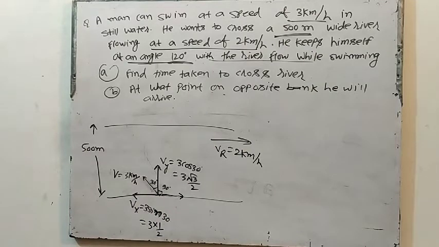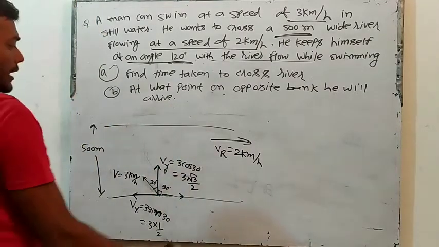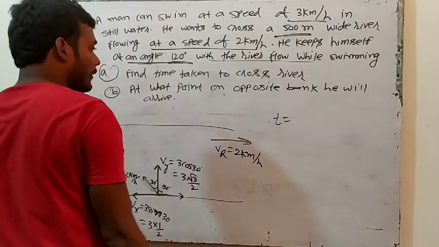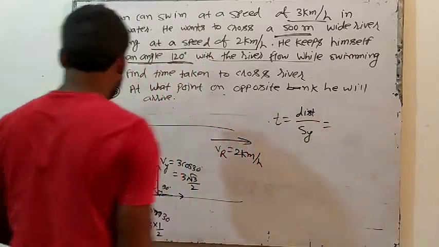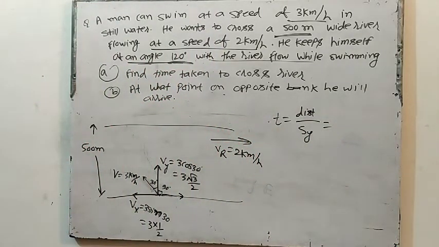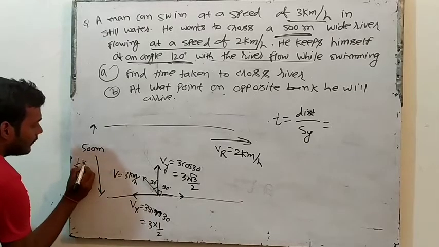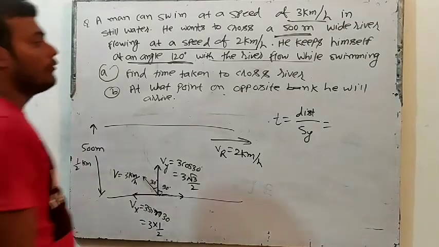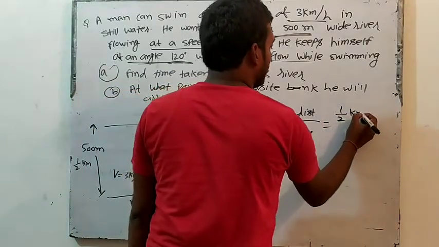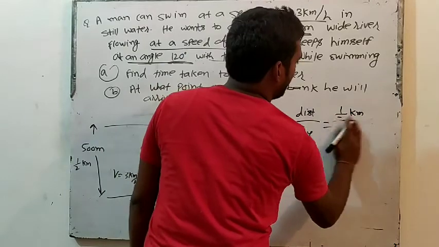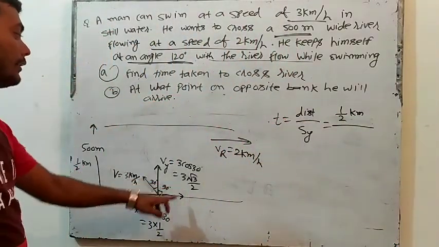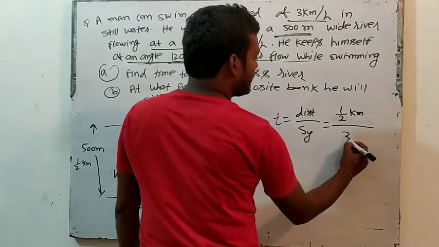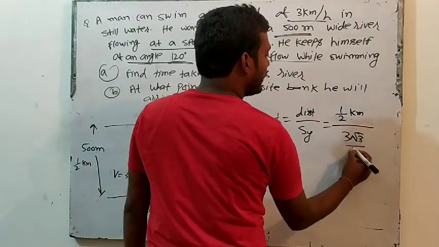Okay. First question is find the time taken to cross the river. So time is how much? Distance by speed in y direction. How much is the distance? 500 meter. You all know 500 meter is equal to 1 by 2 kilometer. So distance is 1 by 2 kilometer. And what is the speed in y direction? 3 root 3 by 2.